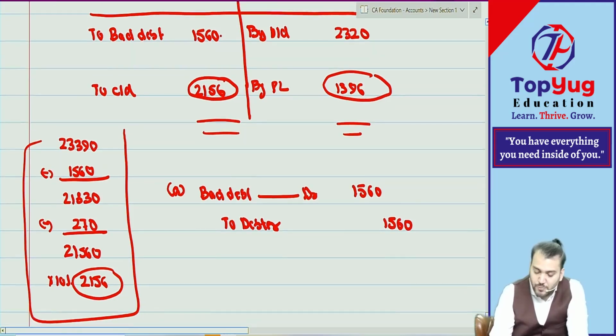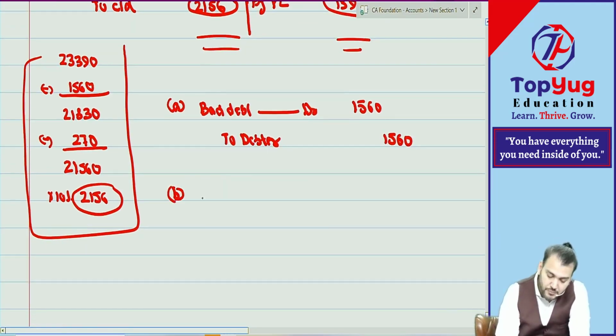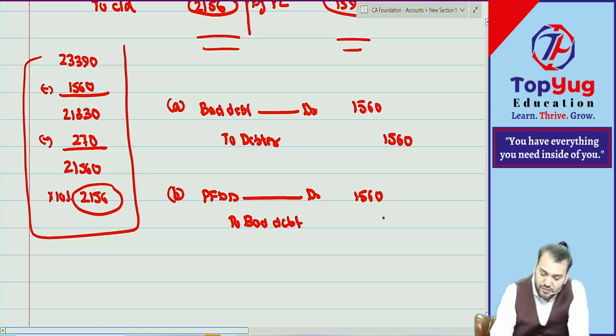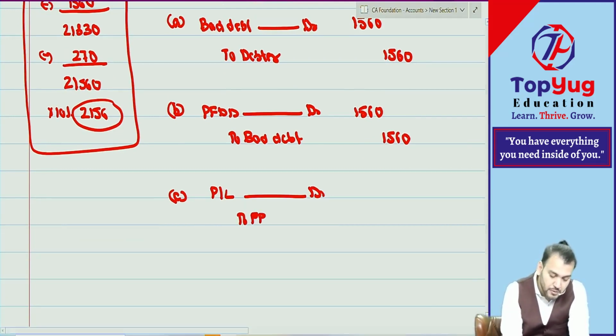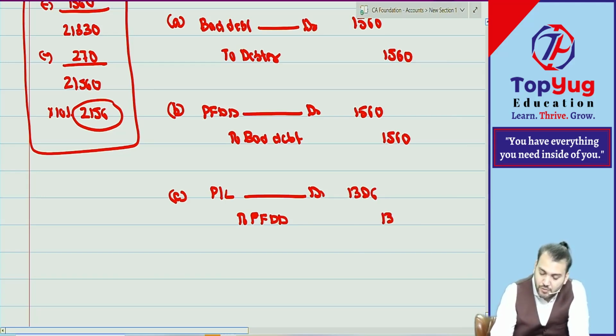Then this bad debt will be closed by transfer to which account? Provision for doubtful debt account debit to bad debt, 1560. Then you will create the provision to P&L account: P&L account debit to provision for doubtful debt. How much? 1396.